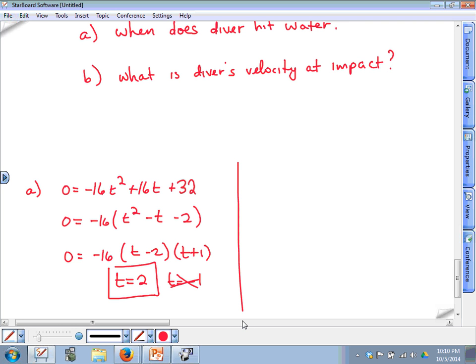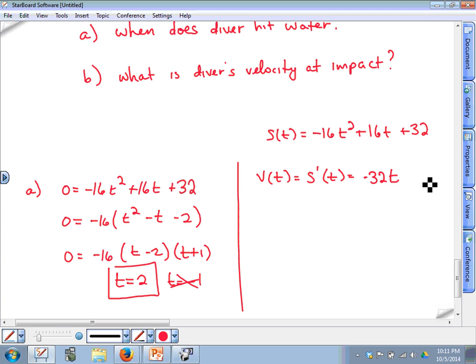So for part B, we need to figure out how fast this diver is traveling at impact. So we knew the position function, S of t is equal to negative 16t squared plus 16t plus 32. Speed or velocity is the derivative of the position function. So velocity is equal to the derivative of the position function. And we can apply the power rule here with the sum and difference rules that we talked about. So it's going to be negative 32t plus 16.